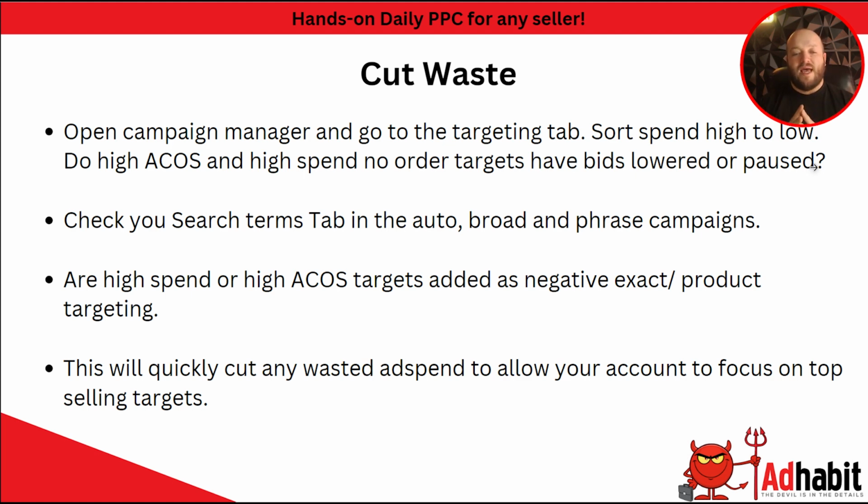Go into your search term tab in your auto, your broad, your phrase campaigns, which I just spoke about, and you want to start adding negative keywords. Let's say where you've gotten past a certain spend or click threshold and you haven't made any sales, you want to start adding negative exact and negative product targeting ASINs, so you're not showing up for those keywords anymore. And that's going to make your auto, your broad, your phrase campaigns much more efficient and lower your wasted ad spend, give you a better ACoS, allow you to scale up and just be more profitable, lowering the TACoS, all that.